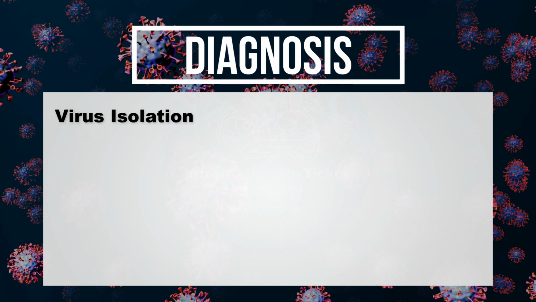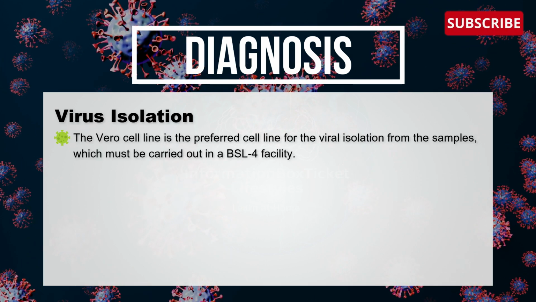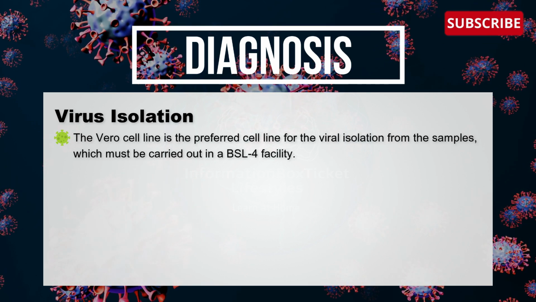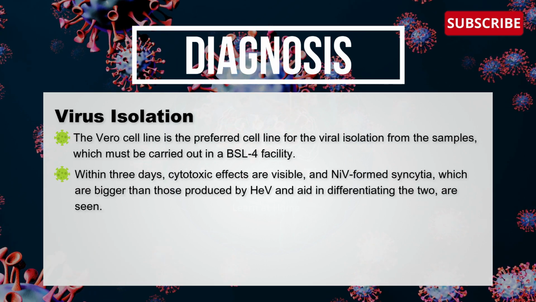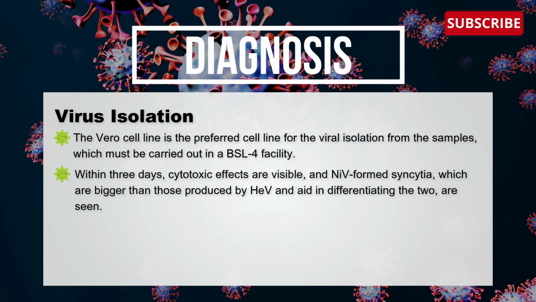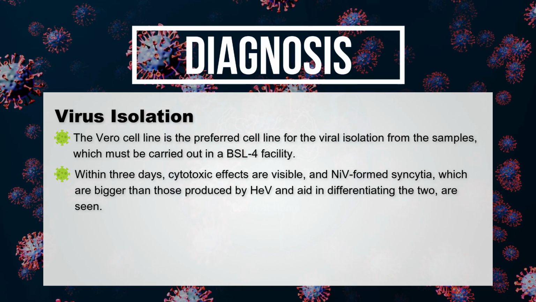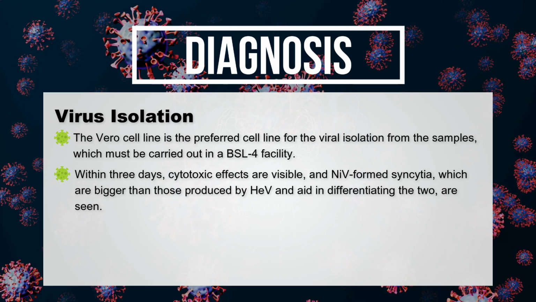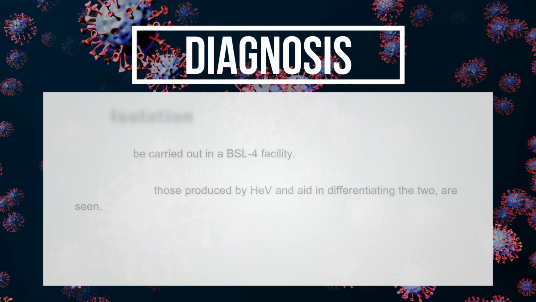Viral isolation. The Vero cell line is the preferred cell line for viral isolation from the samples, which must be carried out in a BSL-4 facility. Within 3 days, cytotoxic effects are visible and Nipah virus forms syncytia, which are bigger than those produced by hepatitis E virus and aid in differentiating the two.